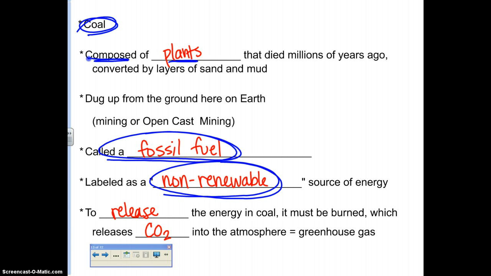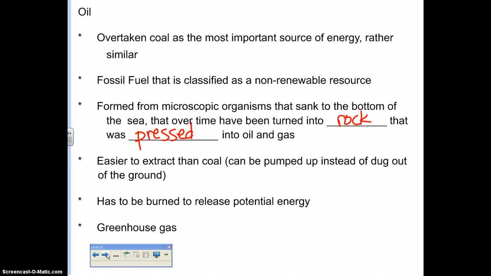To release the energy in coal, it must be burned. By burning this coal, you're going to release CO2, carbon dioxide, into the atmosphere. This release of CO2 is a greenhouse gas. We'll talk more specifically about greenhouse gases later, but just to get the ideas flowing here, there's greenhouse gases that are going to be present.